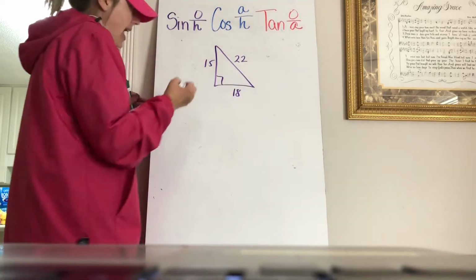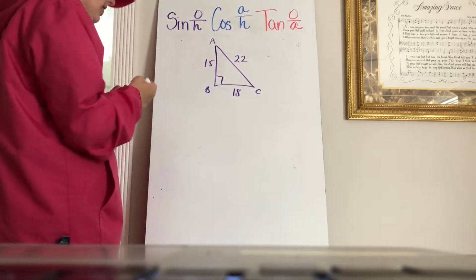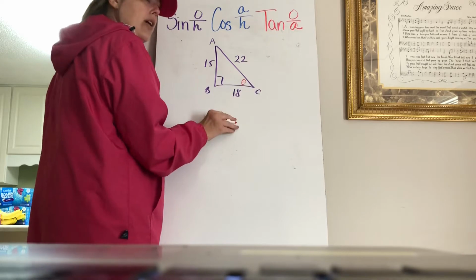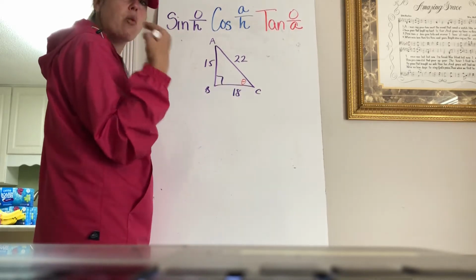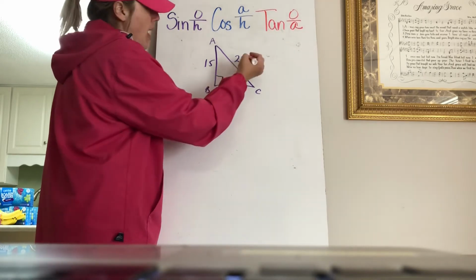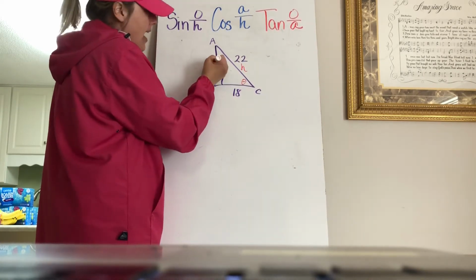Okay? And we're going to go A, B, and C. I'm just going to put my theta at C. So my theta is right here. If this is my theta, this is like where you are, where you're standing. What is 22? Yeah, your hypotenuse. What is 15? That's your opposite.